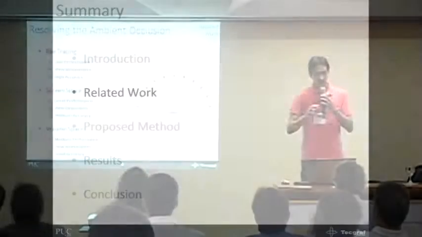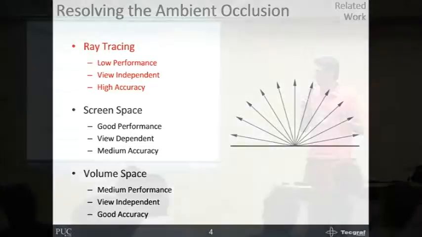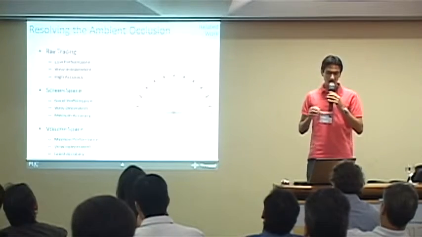Some related work. There are several ways to resolve ambient occlusion. The direct translation of the ambient occlusion equation is to use ray tracing, which gives us very good results, but the performance is low.